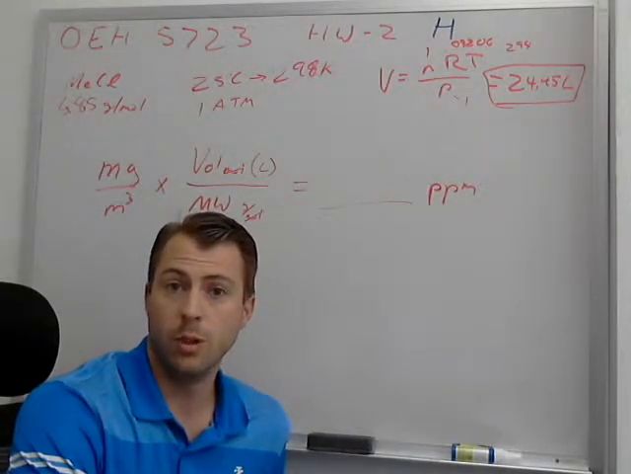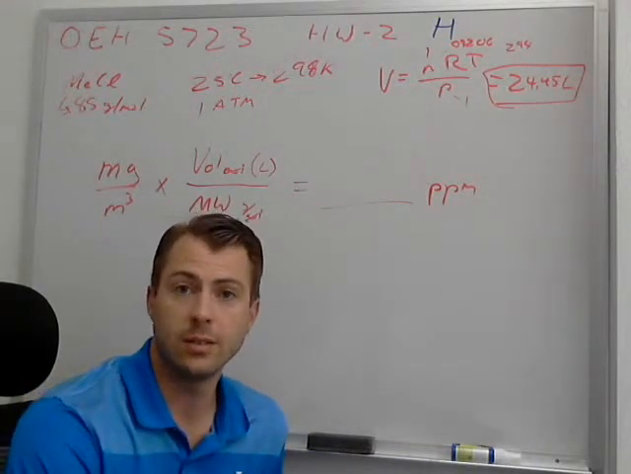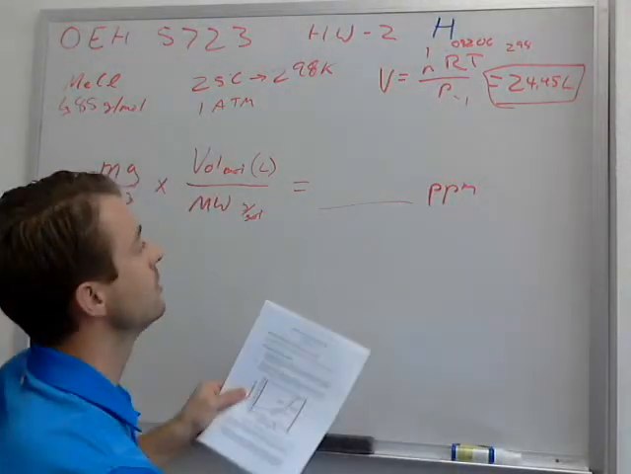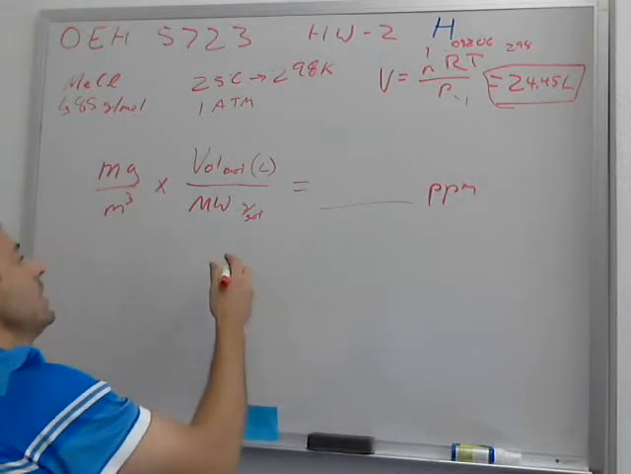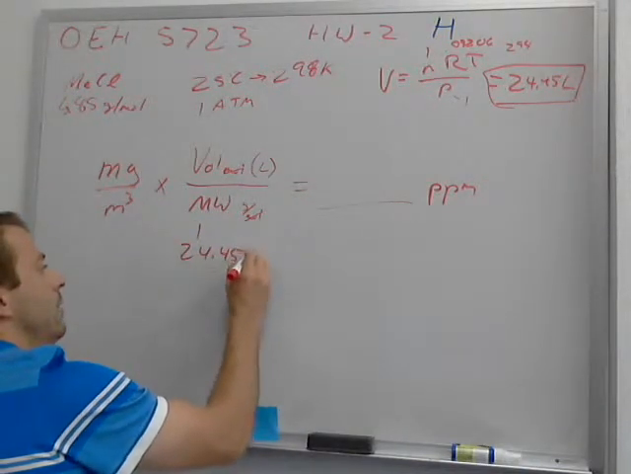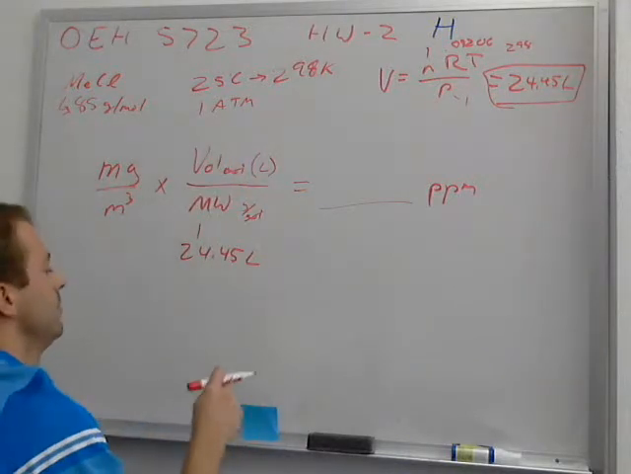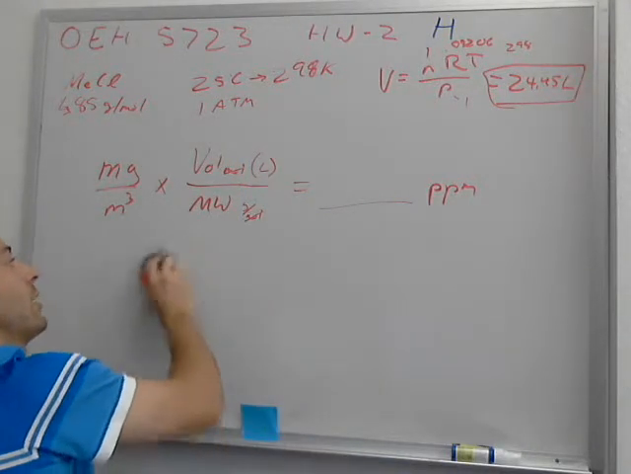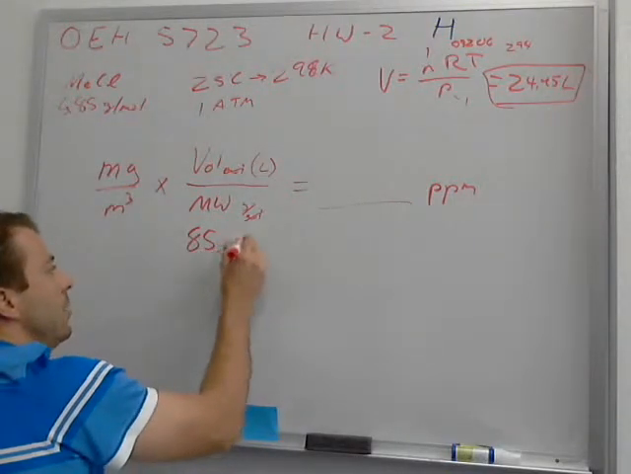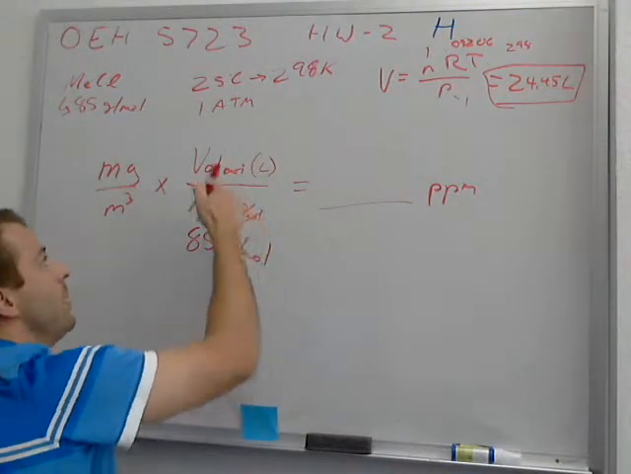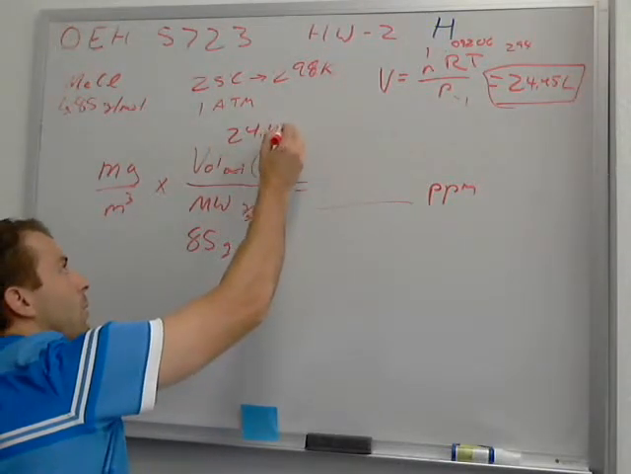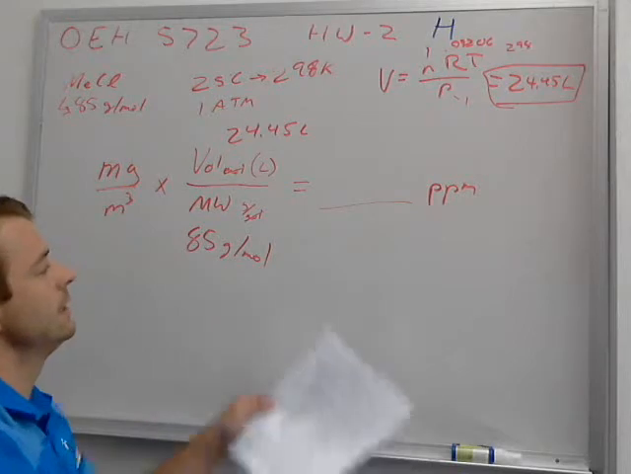So the molar volume of a gas at normal temperature and pressure is 24.45. You should probably just go ahead and memorize that. You will memorize it eventually. I still remember it from 15 years ago when I was doing undergrad. So we can plug this in now as 24.45 liters. Sorry, that's where our molecular weight goes. So our molecular weight is 85 grams per mole. Our molar volume is 24.45 liters.